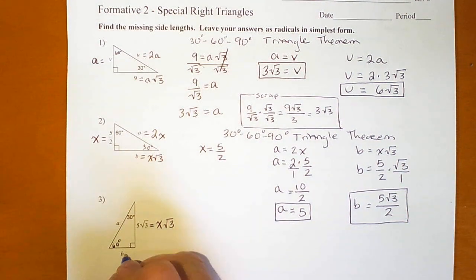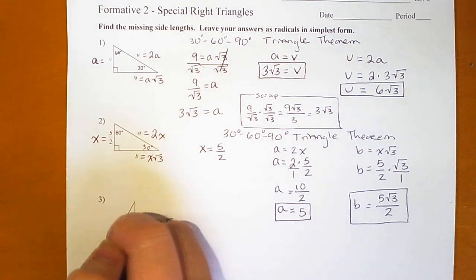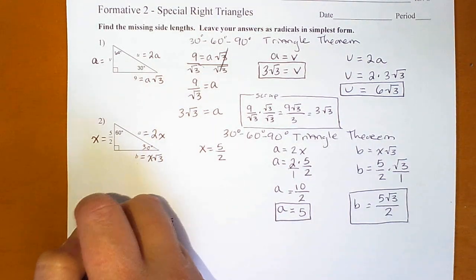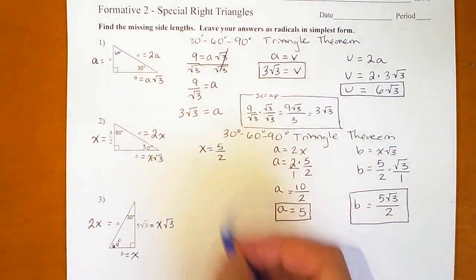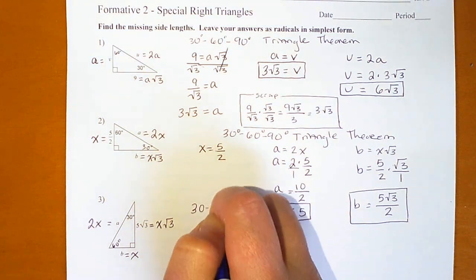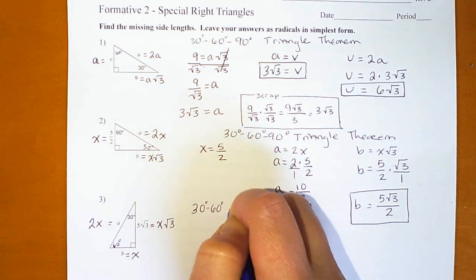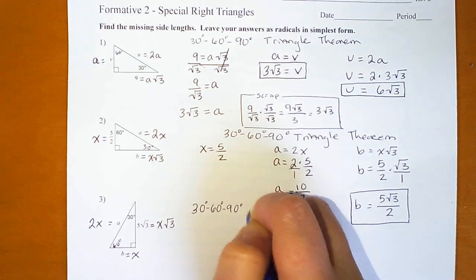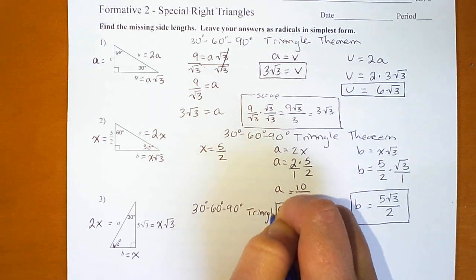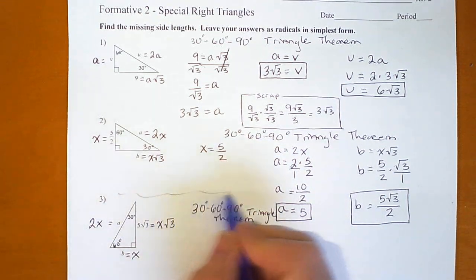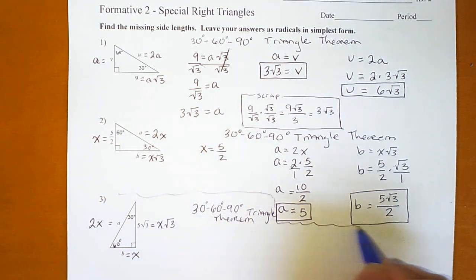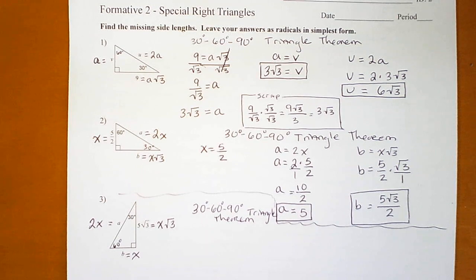And then this B here, I'm going to use X for my model. And for A, I'm going to use 2X, because that's my hypotenuse. And again, I'm using the 30, 60, 90 triangle theorem. My work is sort of going down here, so I just want to make it clear what work goes with what.